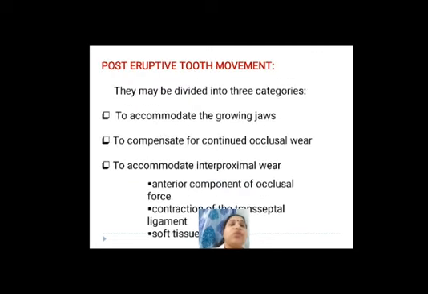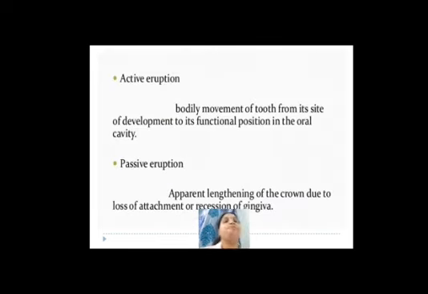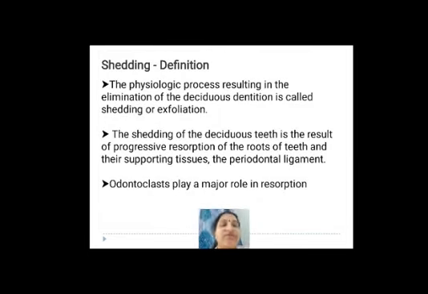And post-eruptive tooth movement, as the name indicates, are the movements that are made by the tooth after reaching their functional position in the jaws or in the occlusal plane. So these movements are made to accommodate the growing jaws, to compensate for the occlusal wear, and also to accommodate the interproximal wear. So there are two things: one is active eruption, the other is passive eruption. Active eruption is bodily movement of the tooth from its site of development to its functional position in the oral cavity. Yes, we all know. But what is passive eruption? Passive eruption is apparent lengthening of the crown which is caused due to loss of attachment or recession of gingiva. Okay, fine. So now we have seen everything about eruption.